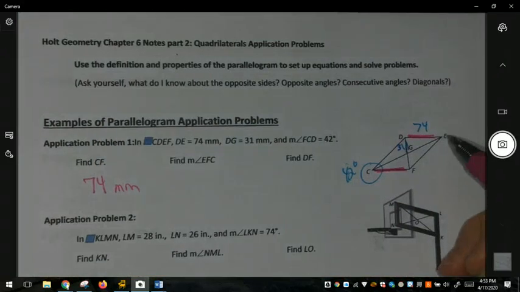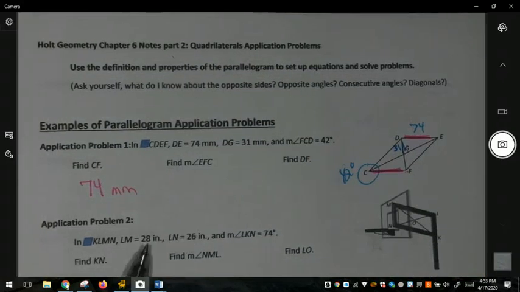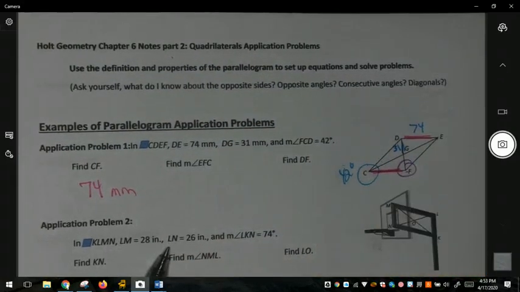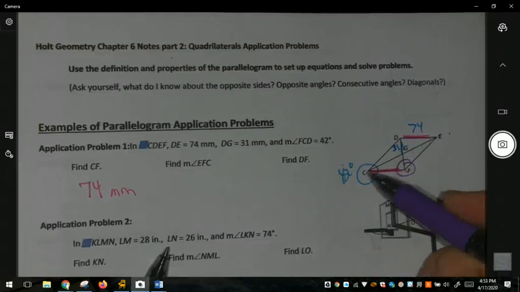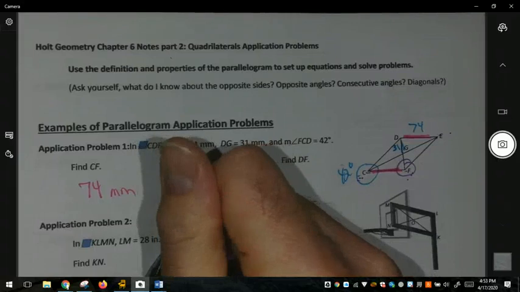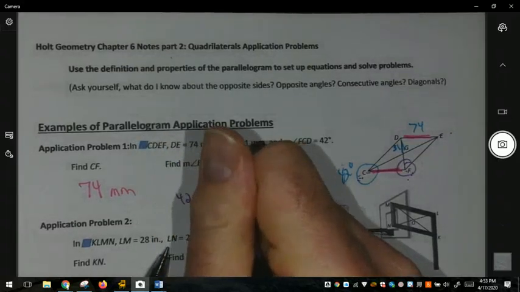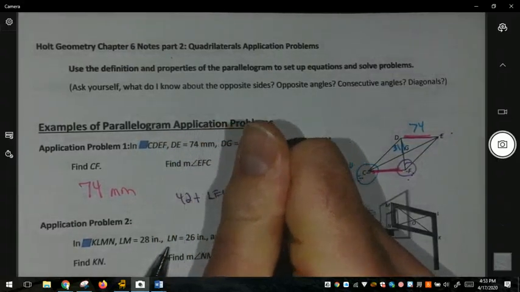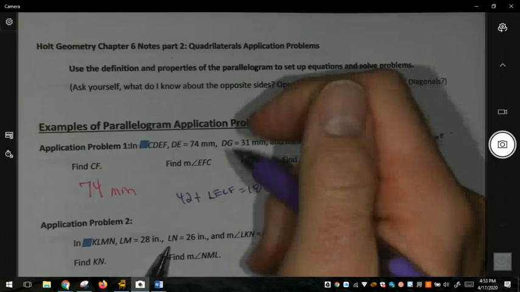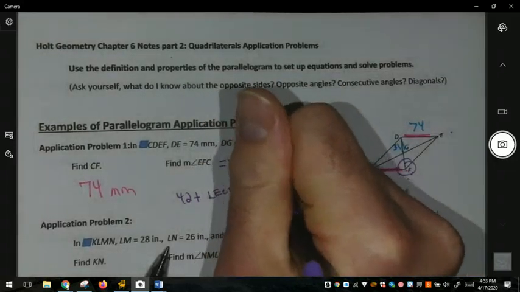They asked us to find the measure of angle EFC. EFC is this angle. For a parallelogram, we know that opposite angles are congruent, but consecutive angles are supplementary. So 42 plus angle EFC adds to 180. If you take away 42 from 180, you get 138 degrees.